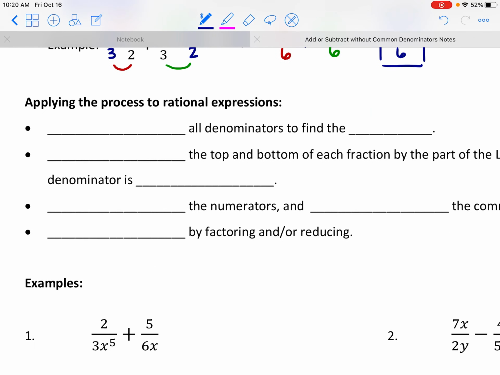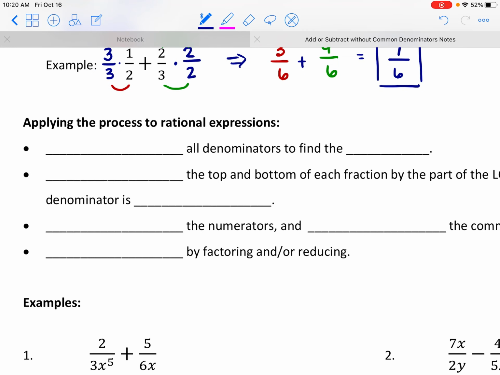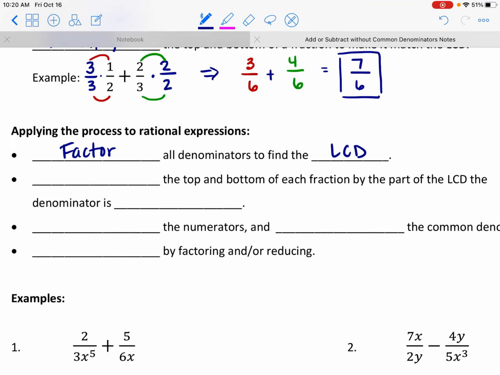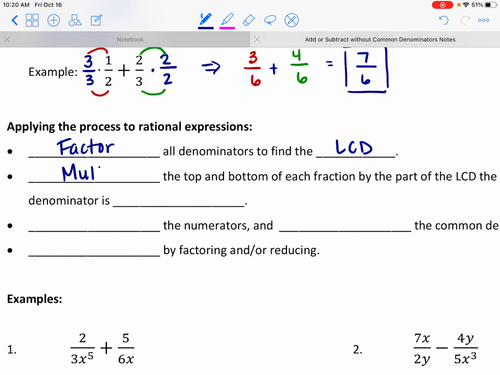Okay, so when we apply this process to rational expressions, we want to first make sure that all of our denominators are factored. So we're going to factor all of our denominators, if that's a necessary step, to make sure that we can identify correctly what our least common denominator is going to be, and then we're going to multiply. And what we're going to multiply by is, again, the top and the bottom of each fraction. We're going to be multiplying each fraction by the part of the LCD that the denominator is missing. What does the common denominator have that the bottom of my fraction doesn't? That's what we're going to multiply by.